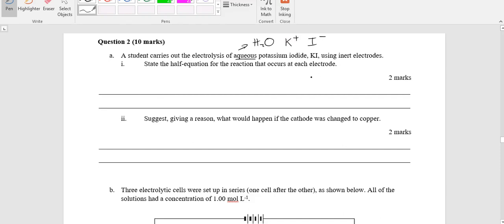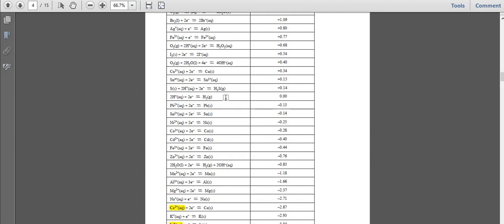All right, state the half equations for the reaction that occurs at each electrode. So we're going to look at the cathode and we're going to look at the anode. I think it was quite disappointing that some people wrote the equation for reduction, even though they labelled it the anode, and vice versa. At this level, I would expect you to be able to tell that reduction happened at the cathode and oxidation at the anode, and that you didn't mix that up. But anyway, that did not happen for some of you, unfortunately.